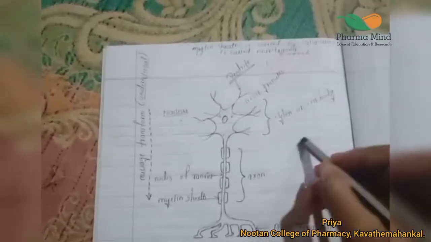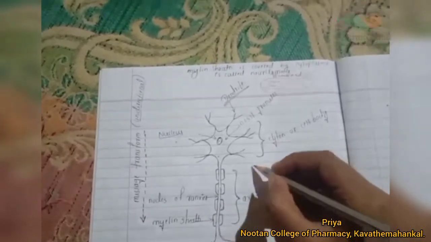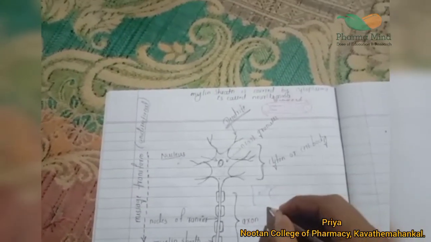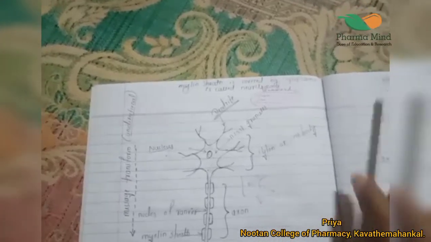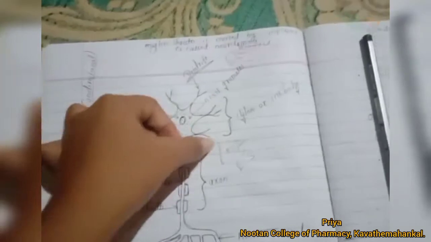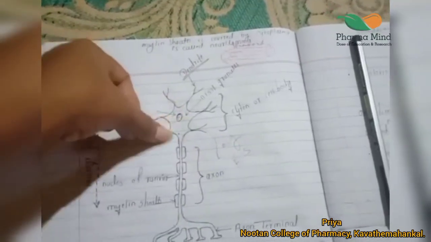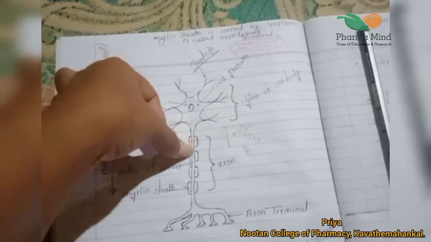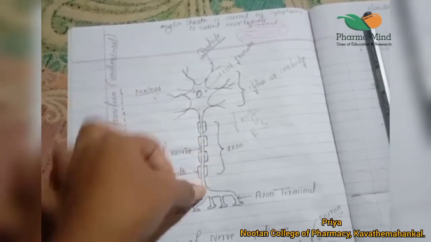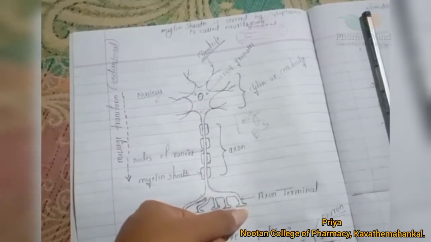This message is transferred. This is the electrical signal. The message is in the form of an electrical signal. This electrical signal is passed through the axon and comes to the nerve ending.